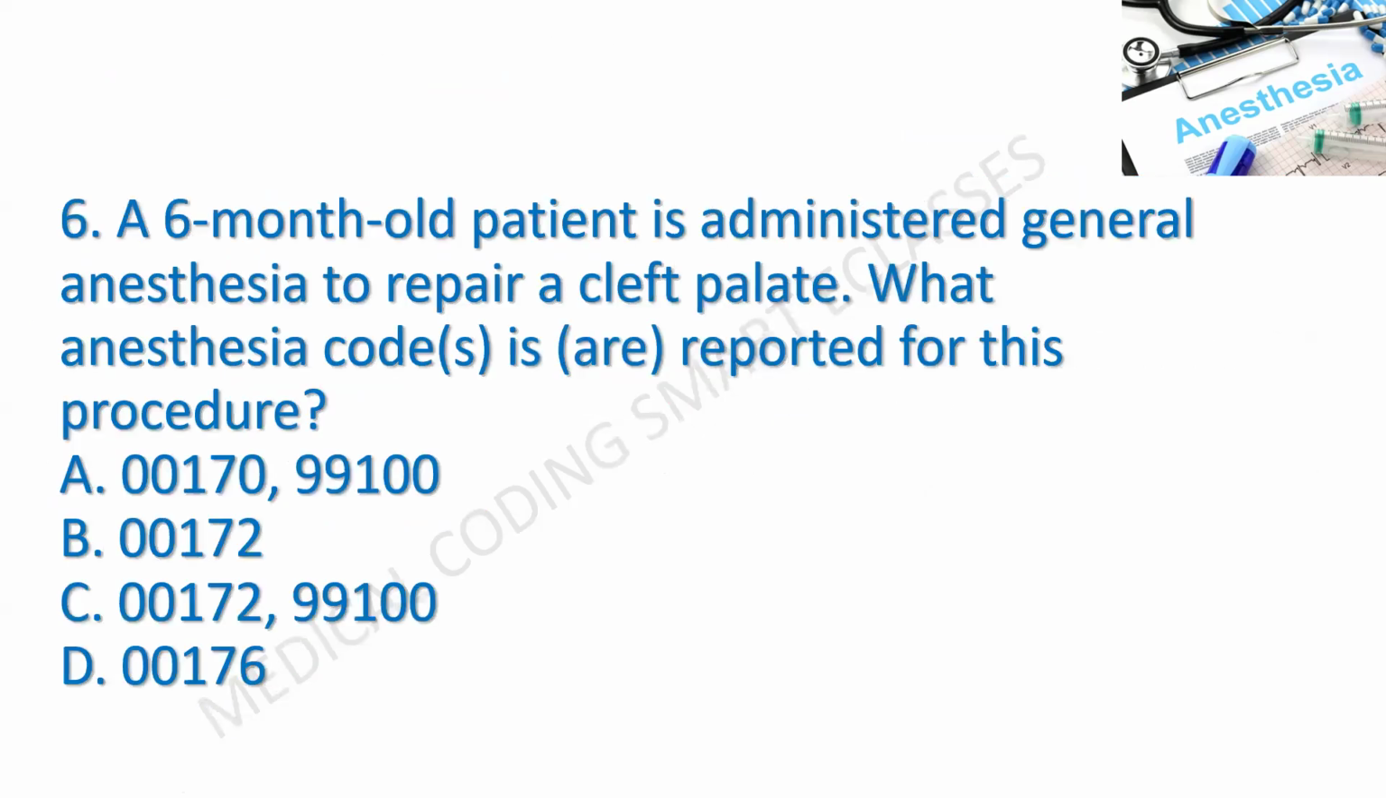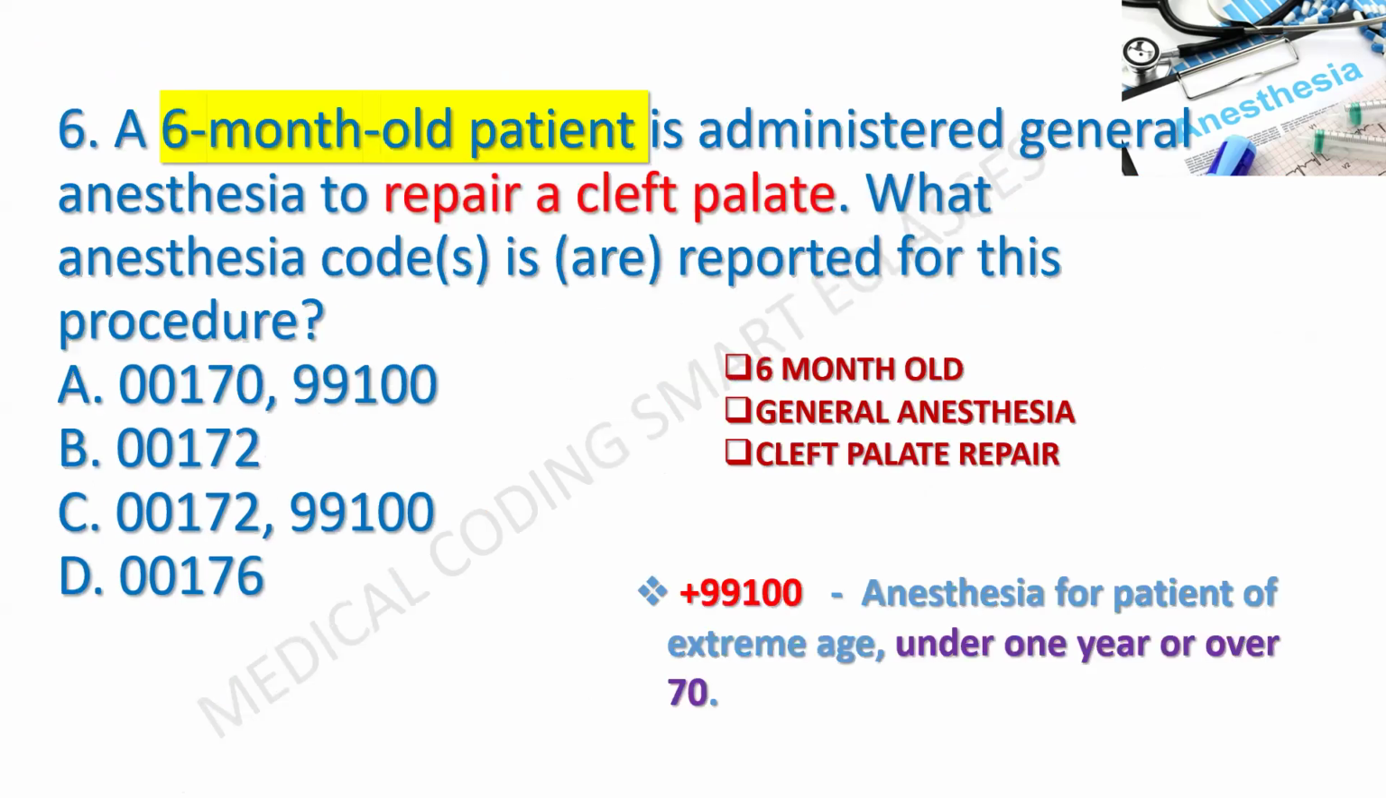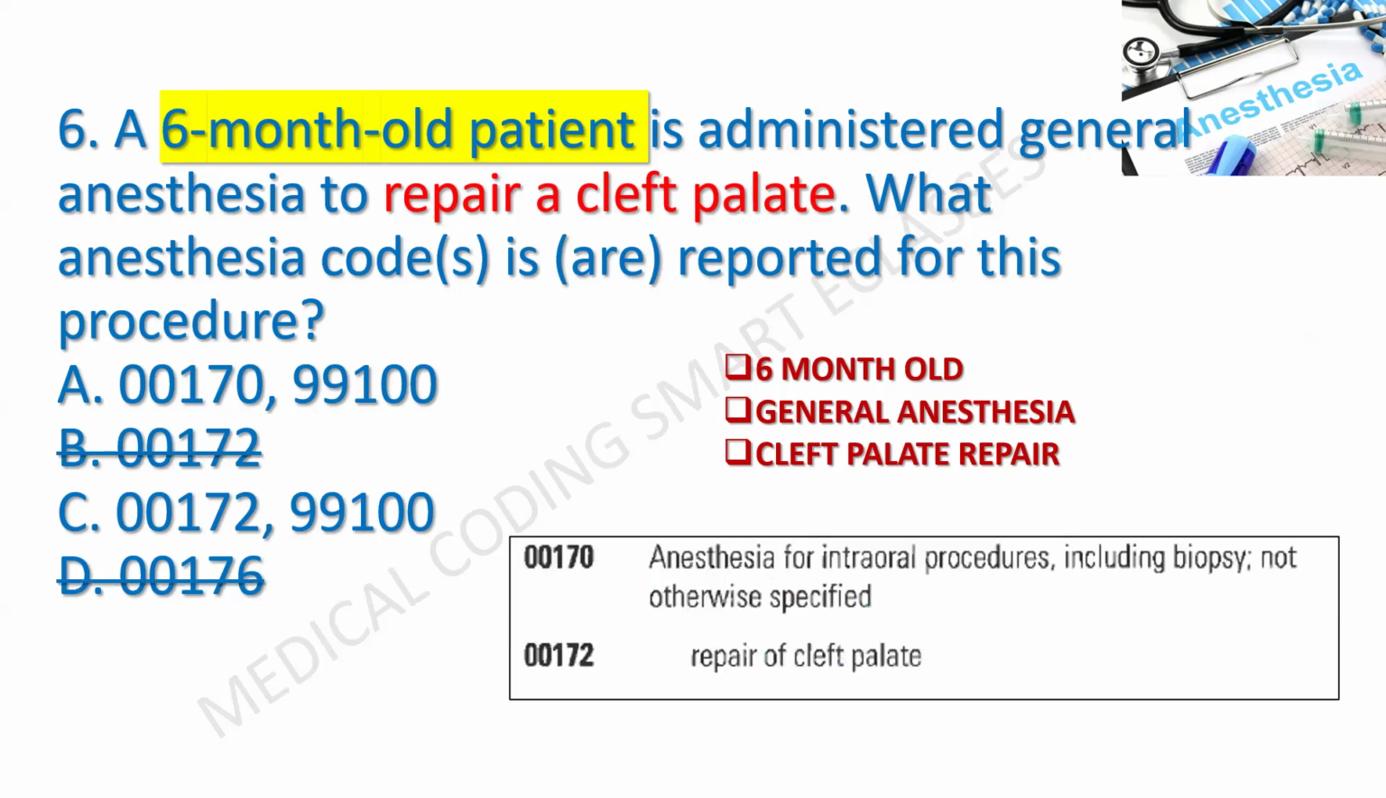A 6-month-old patient is administered general anesthesia to repair a cleft palate. What anesthesia code is reported for this procedure? So, this is a 6-month-old patient. That means we should use 99100 as the patient is of extreme age. So, we remove options B and D. Before removing, we should also go through 99100, whether we should report it or not. And here 00172, repair of the cleft palate, is 72. So the answer is option C.